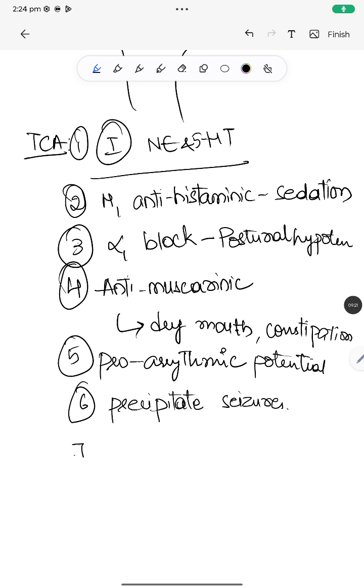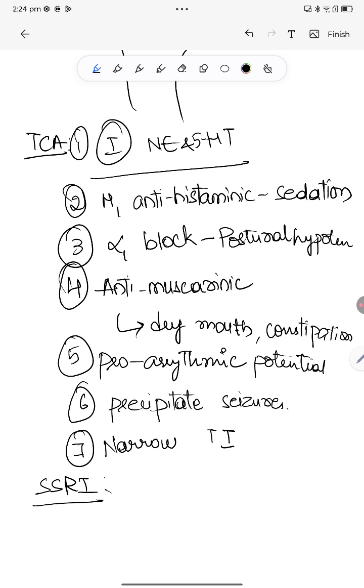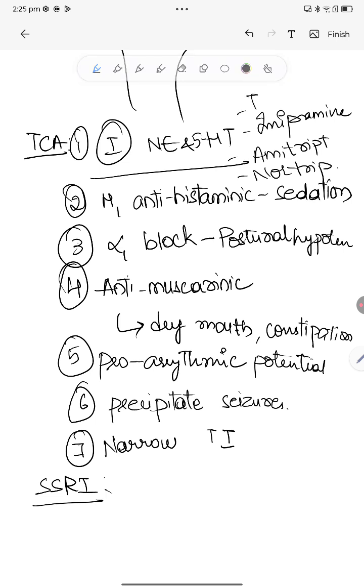And TCAs also have a very narrow therapeutic index. Because of all these, we started searching for better and safer drugs. There come our SSRIs, selective serotonin reuptake inhibitors. TCAs include a wide variety of drugs like imipramine, amitriptyline, nortriptyline, trimipramine.